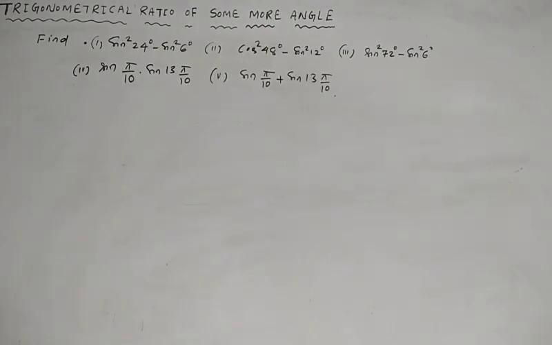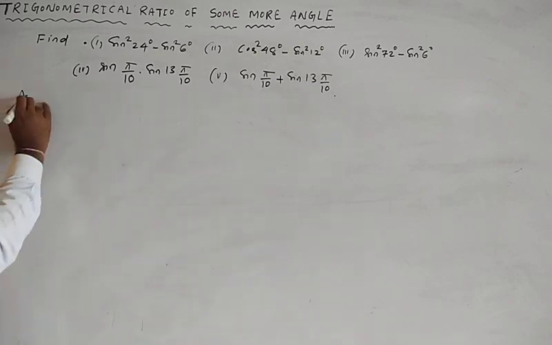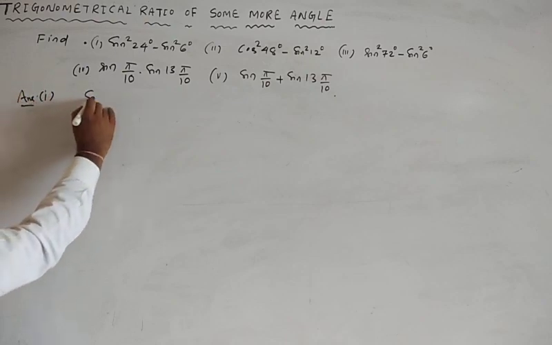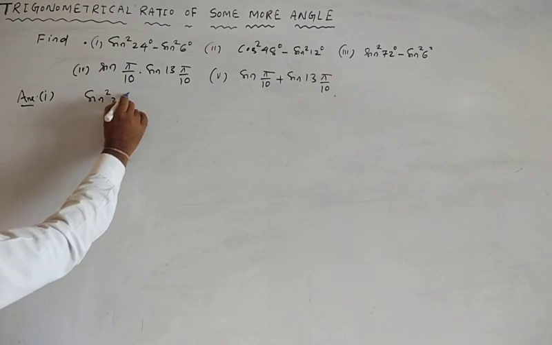Now find the value of number 1, sin square 24 minus sin square 6; number 2, cos square 48 minus sin square 12; third one is sin square 72 minus sin square 6; and fourth one is sin pi by 10 into sin 13 pi by 10 radian. Fifth one is also similar.